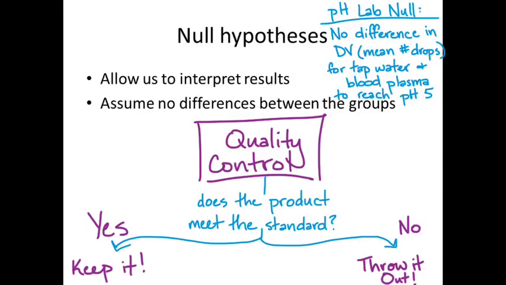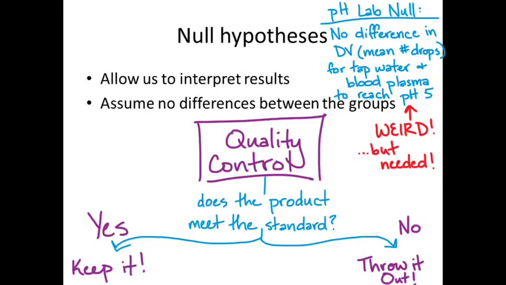In order to interpret my inferential test later, I have to assume that there is no difference between my control group, the tap water, and my experimental group, the blood plasma. I'll admit this whole null hypothesis thing is a little weird, since I am conducting the experiment because I think there'll be a difference. So we're going to need a threshold value for this quality control.